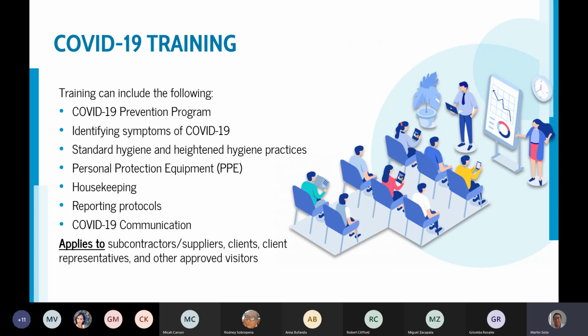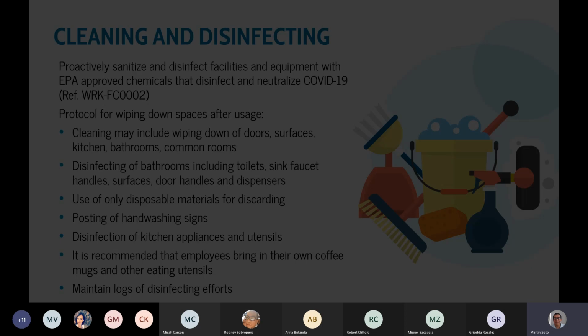Standard hygiene and heightened hygiene practices we cover here. Personal protective equipment we covered. Housekeeping we'll cover here. And reporting protocols, it'll be in the reporting section. And COVID-19 communication, we've already covered that. So these are the subjects that you are to be trained on.